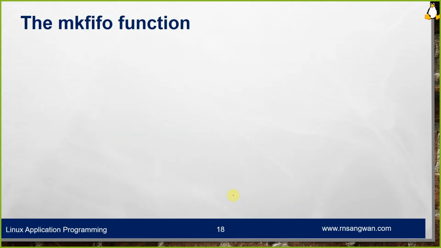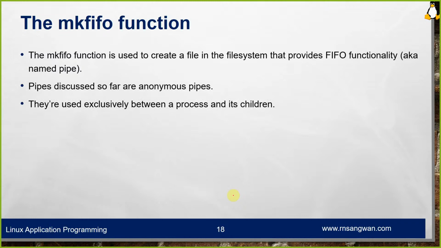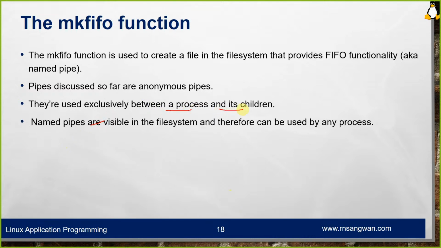The mkfifo function. The mkfifo function is used to create a file in the file system that provides FIFO functionality, also known as a named pipe. The pipes discussed so far were anonymous pipes, directly reading and writing. Now this is the named pipe topic. Anonymous pipes are used exclusively between a process and its children. Named pipes are visible in the file system and therefore can be used by any process.